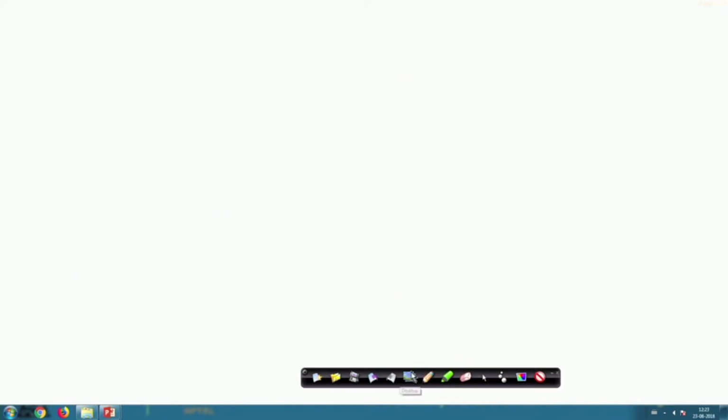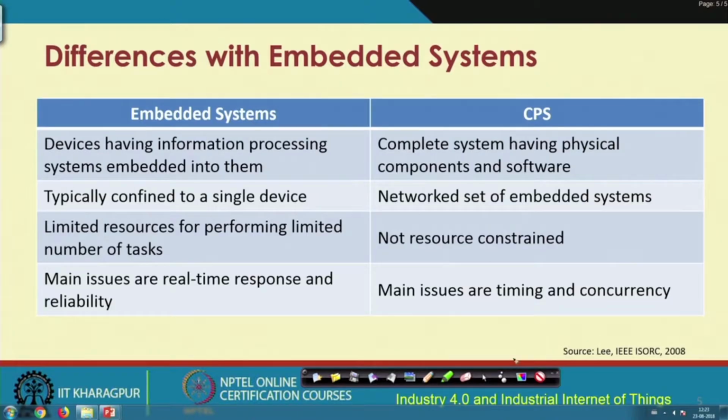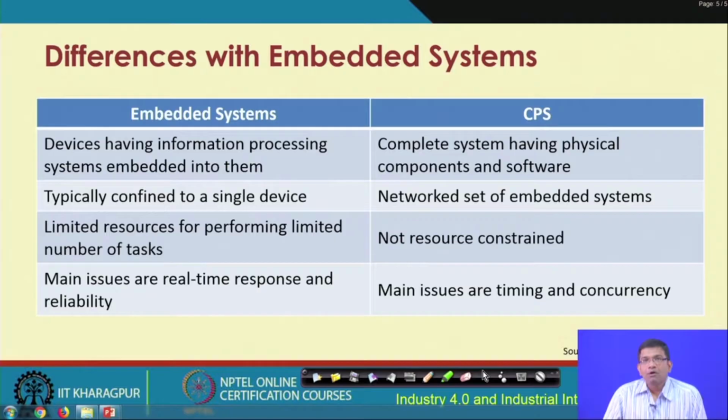So, going back, we need to understand what is so special about cyber physical systems and how they differ from embedded systems in general, right. In embedded systems, we are talking about devices alone, the devices that will process some information, and this information is embedded in these devices, stored in these devices and so on. On the other hand, cyber physical systems are complete systems where there is an interaction between the physical components and the software or the cyber world.